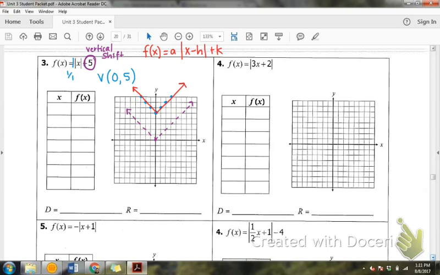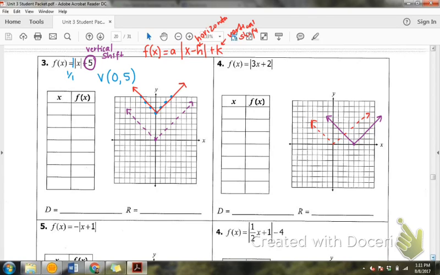Nothing else is changing. If there's something on the inside, look back at your question number 1. If we were to draw the parent graph, I'm going to draw it on number 4 here so you can see it. It started here at 4, 0 and went like this. If this is the parent graph, what happened to it? It shifted horizontally. Where was that negative 4 on number 1? It's on the inside. So if it's in the h, it's a horizontal shift. If it's a k, it's a vertical shift.